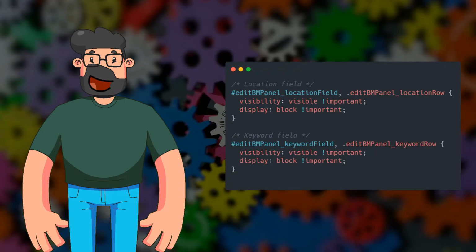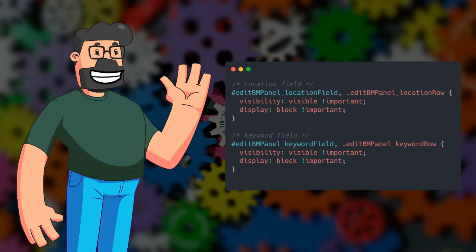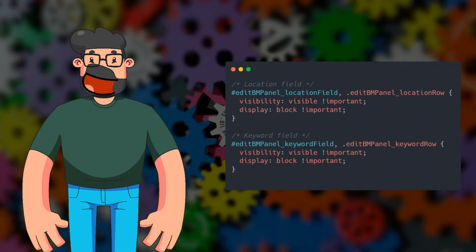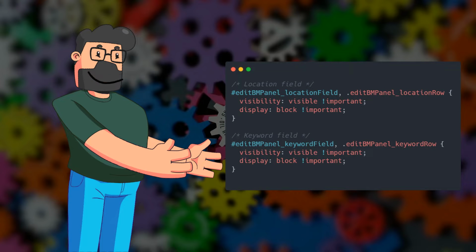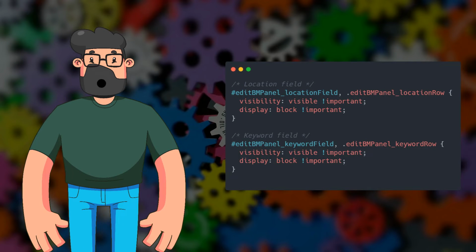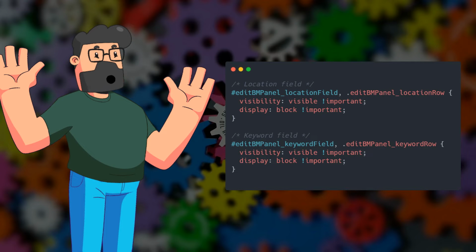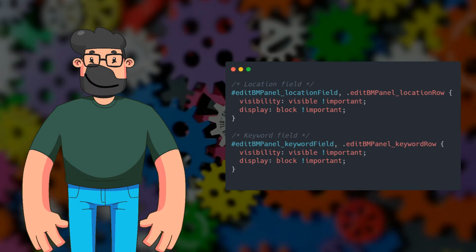So, the key here is to target the locations and keyword fields properly in the CSS. The updated code uses classes for the rows and assigns an ID for the field. By setting the visibility to visible and adding display: block !important, you'll get the desired outcome. For the location field, target #editbmpanel_location field and .editbmpanel_location row. And for the keyword field, aim at #editbmpanel_keyword field and editbmpanel_keyword row. This tweak should get things back on track.